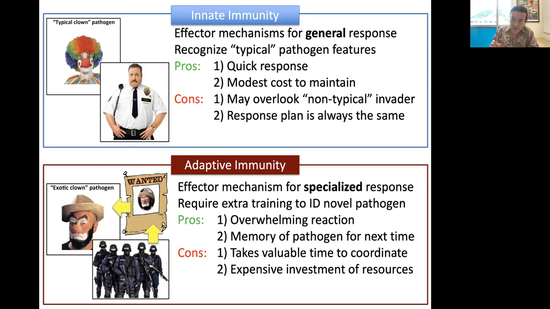And the other con of this, as you can imagine, is that it's very expensive. It takes a lot of your body's resources to do something like this. The process of seeing something new, recognizing it as being a threat, alerting your immune system through somehow passing on this message of wanted posters, and then actually getting these specially trained SWAT team members to come in and do their job, that's a much bigger investment than just having a few mall cops roaming around.